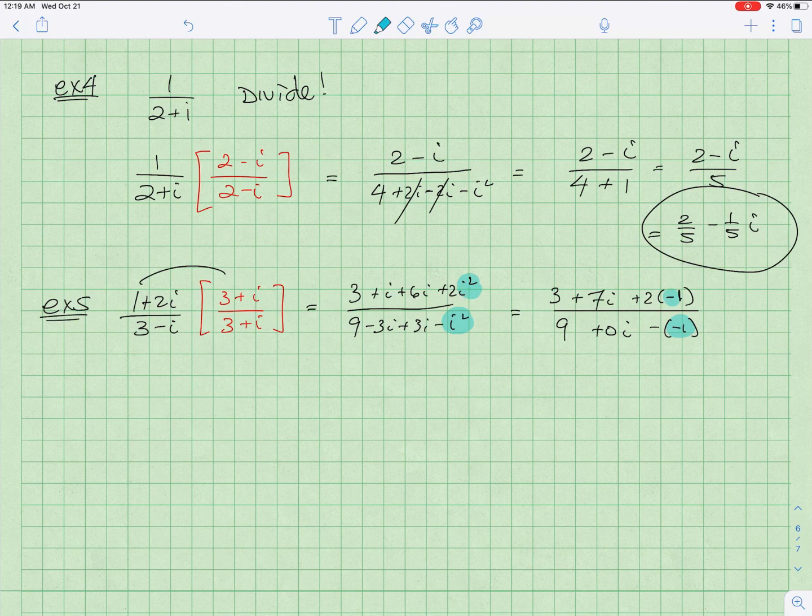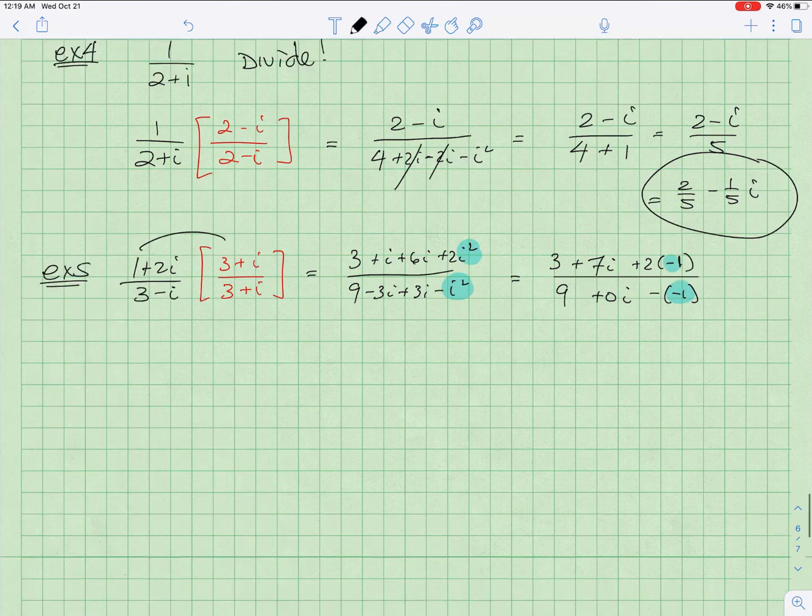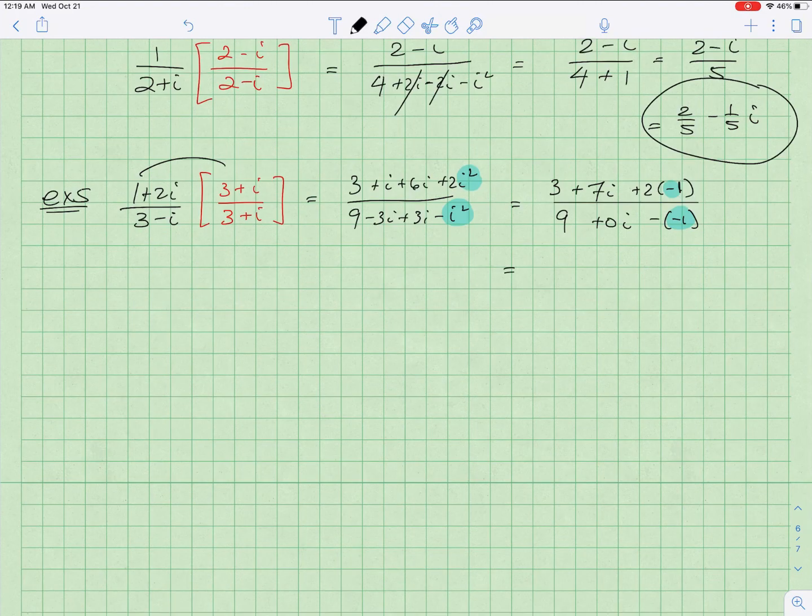This is 3 plus 7i plus 2 times negative 1, if we rewrite i squared as negative 1 in the numerator. And in the denominator, we have 9 plus 0i minus negative 1 by rewriting the i squared as negative 1. So, cleaning this up one last time, we have 3 minus 2, which is negative 1 plus 7i, over 9 plus 1, which is 10. And then we can break that up finally into two pieces as negative 1/10 plus 7/10 i. And that's our result for this complex division. And that's going to do it for this lecture on complex numbers.